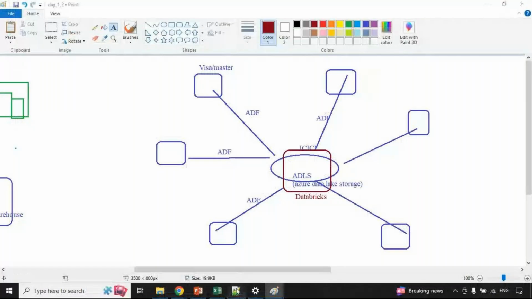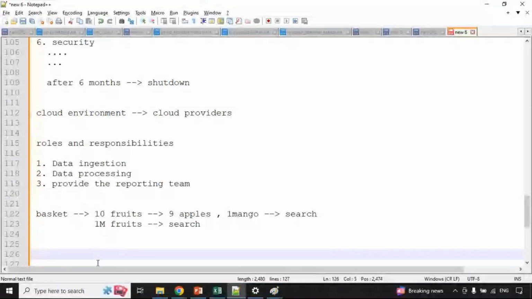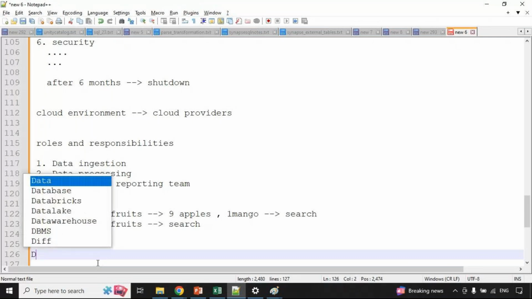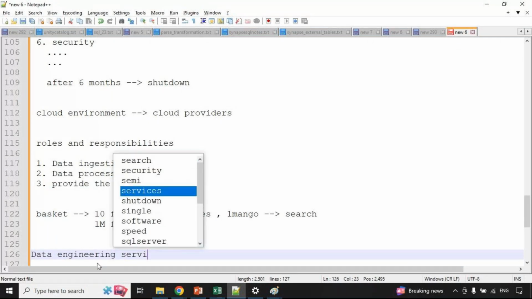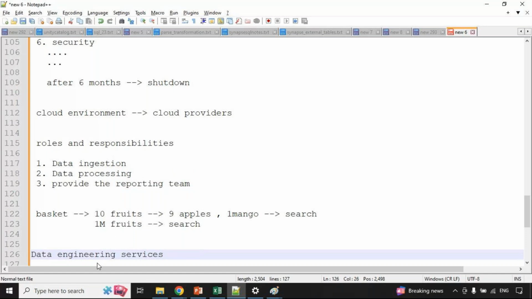Now observe this. As part of our learning, we are going to do data engineering services. Earlier we had ETL tools and database systems, RDBMS, data warehouses and all. Now the same thing we are going to do in Azure, mainly to handle big data, guys.